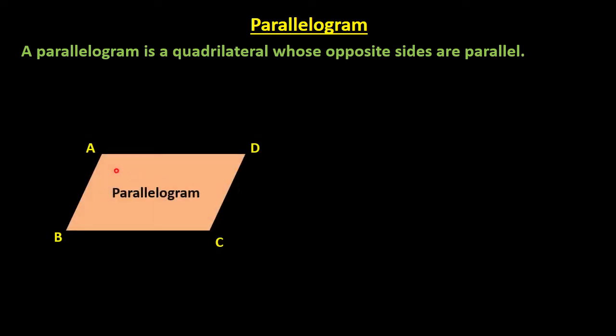So here the given figure ABCD is a parallelogram, and in this parallelogram there are 4 sides AB, BC, CD and AD, and the opposite sides here are AB and CD, AD and BC. So in a parallelogram, the side AB must be parallel to CD, and the remaining 2 sides AD also parallel to BC.